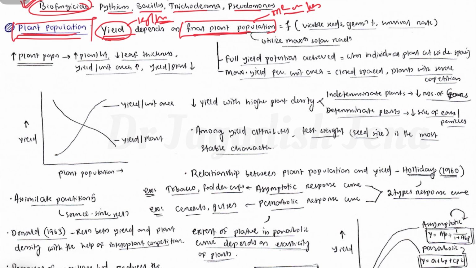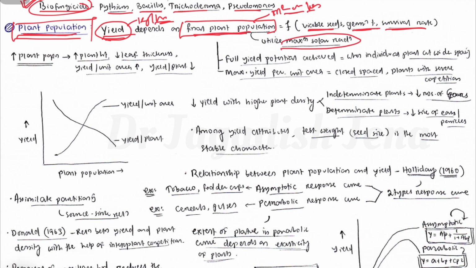So why is it necessary? This final plant population is a function of viable seed. So what is the viability of the seed, what is the germination percentage of the seed, what is the survival rate. Okay. So these characters affect the final plant population. So why is the optimum final plant population needed? To get the maximum yield and to utilize maximum solar radiation.